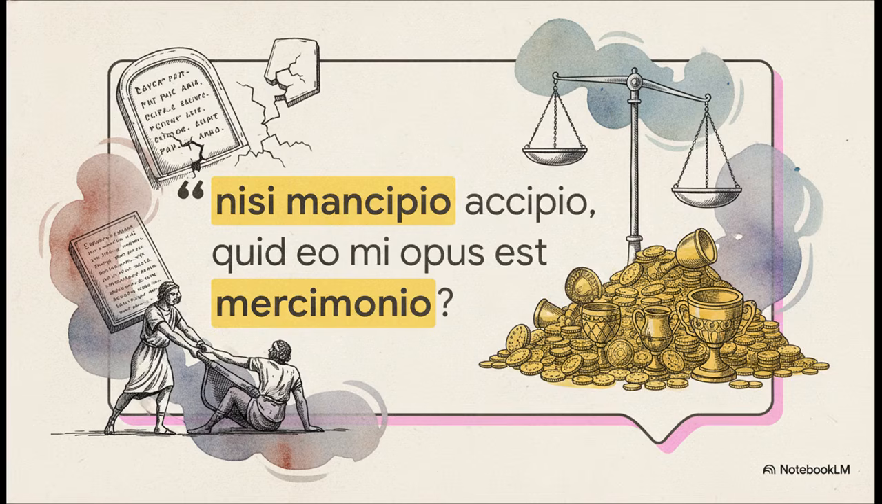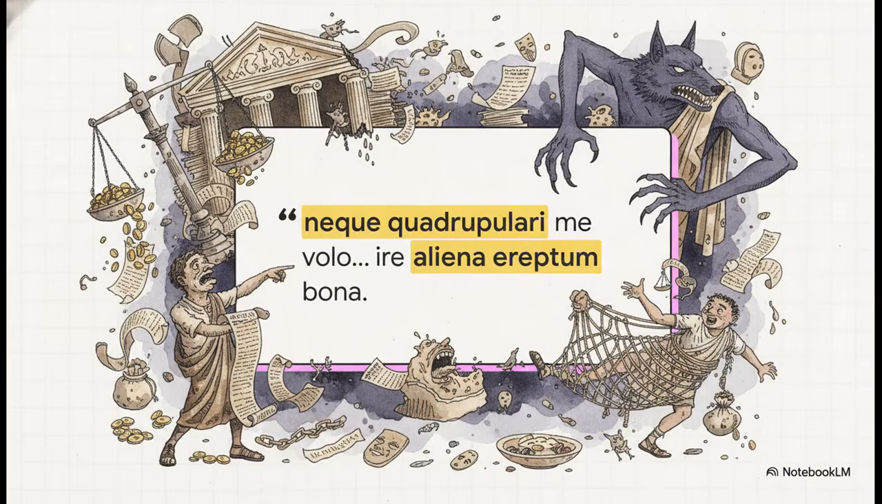the ruling class. Now observe the sheer institutional irony articulated by Saturio the parasite in Act 1, Scene 2. He proudly declares his adherence to his ancestral trade of parasitism, stating, "Ni quadrupulari me volo, nec eam despicio, sine meo periculo ire aliena ereptum bona." He claims he doesn't want to be a quadruplator, a malicious informant, or professional prosecutor because it's unseemly to seize others' property without personal risk.